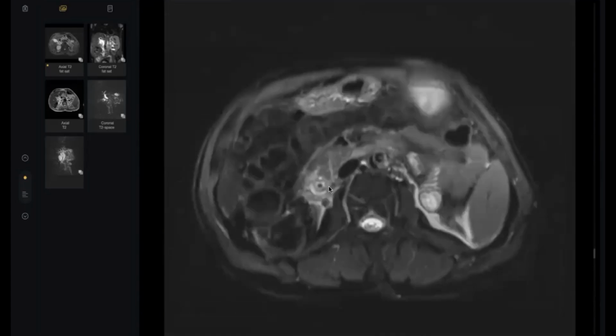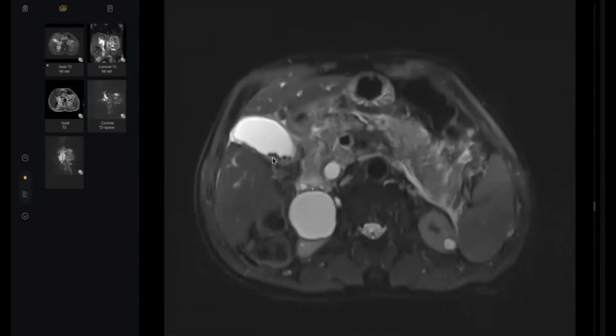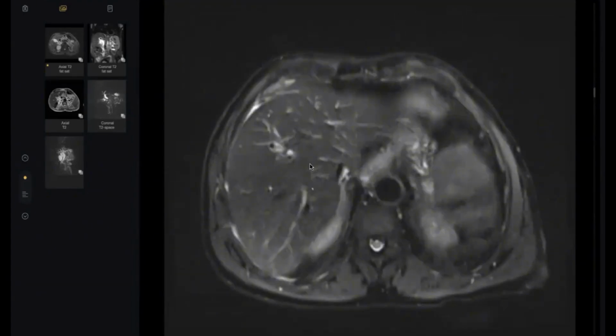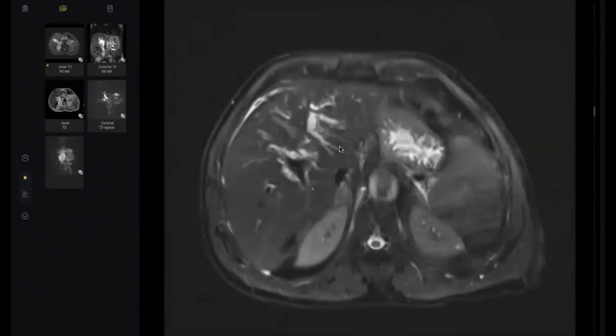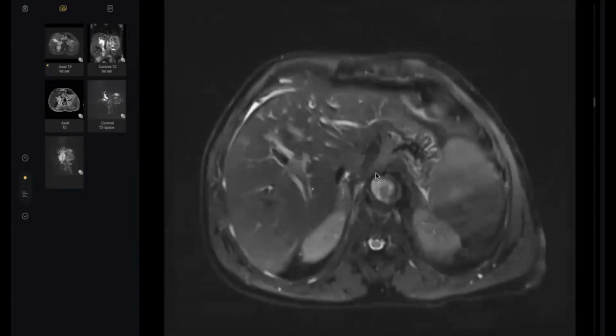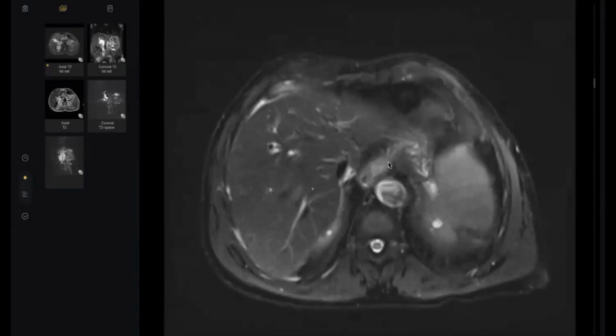So I am just trying to look for the presence of any filling defect. So I can see there is a defect within the lumen of the common biliary duct. There are also small signal voids seen within the lumen of the gallbladder. So I'm suspecting cholelithiasis with retrograde dilatation of the biliary channels. Okay, so I'm looking at the pancreas.